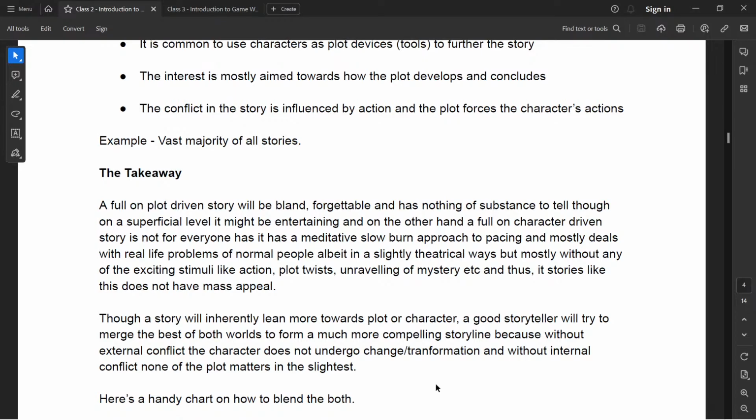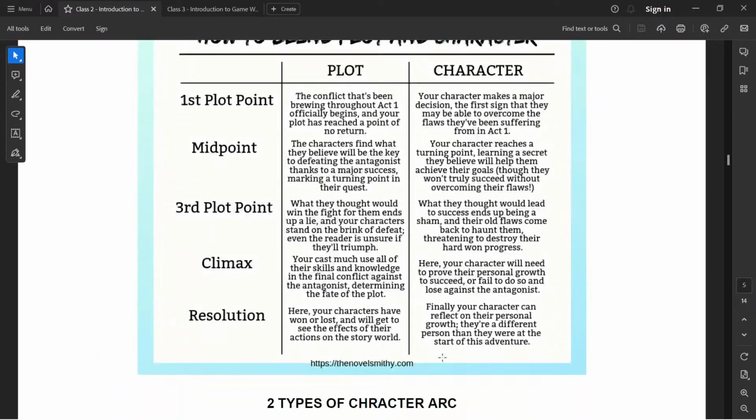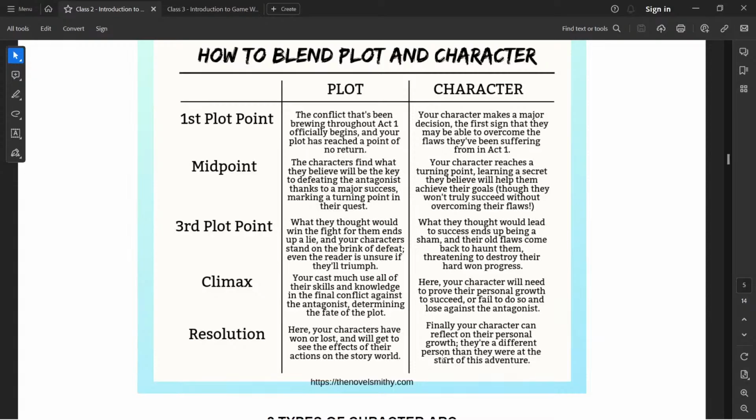So that's why it's important to have a blend of both real-life people as well as an overarching plot. A way you can try to blend both of them is to use the plot to explain the internal conflict of the character, which transforms him into a different person because of the overarching plot. I've even included a chart on how to blend plot and character. You guys can take a moment to read this as well if you wish to. But yeah.